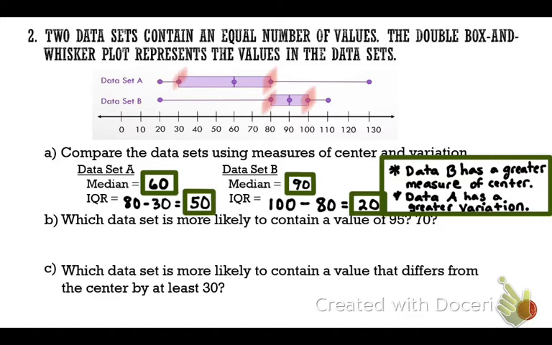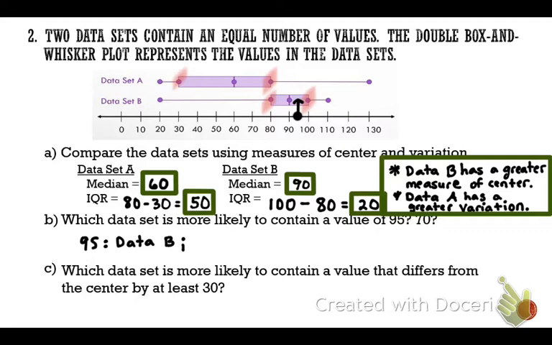All right, problem B. Which data set is more likely to contain a value of 95? So if I were to look at my number line, this is where on the number line a 95 would be. If I were to go directly up, which box would I land in? Data set B or data set A? I land in data set B. Because of that, it's most likely to contain a value of 95. So we're going to say 95 you would most likely find in data B.